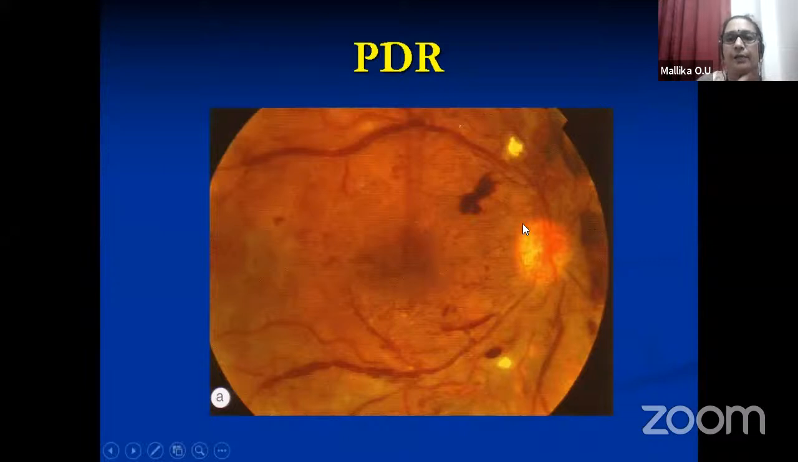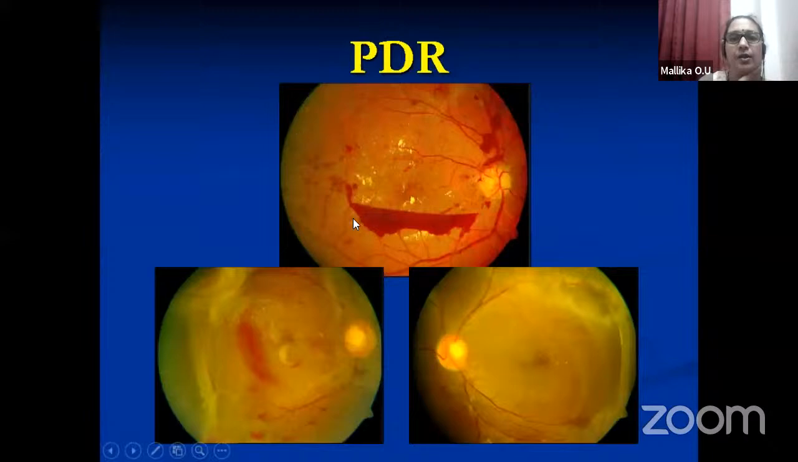And this is a fundus picture which shows pre-retinal hemorrhage. You can see the disc is not clearly visible because there are small fine blood vessels all over the disc. So the whole of the disc is studded with neovascularization of the disc. Here also this is a pre-retinal hemorrhage, which is a typical boat-shaped hemorrhage because of the extensive neovascularization.